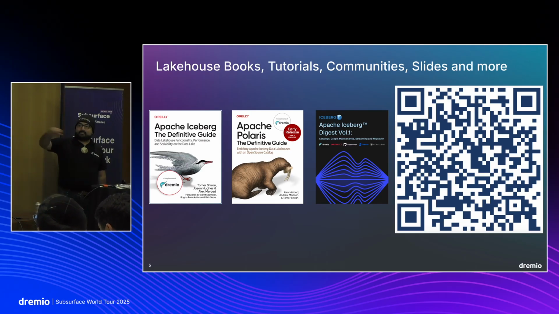I also did a collaboration with several other companies. Between Dremio, MinIO, PuppyGraph, Confluent, and 5chan, we wrote this Apache Iceberg Digest Volume 1, where each company wrote about their expertise. I did the catalog chapter, the Iceberg migration chapter, and the What is Iceberg chapter in that book.